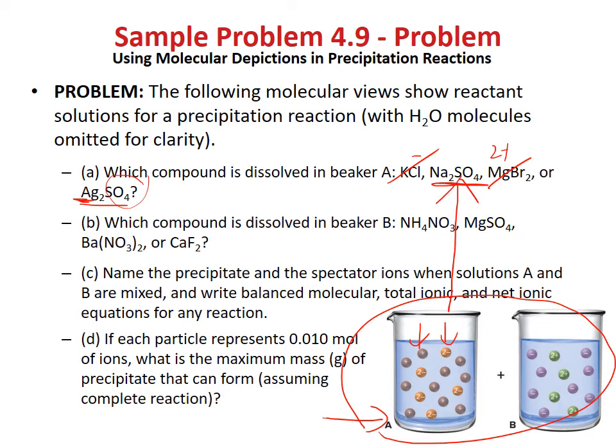Okay, let's look at B. Which compound is dissolved in beaker B? Now this time the cation is 2 plus, anion is 1 minus. So let's choose cation 2 plus. First one is not right because ammonium is 1 plus, so that's not correct. Now others are all cation 2 plus, but the anion sulfate is 2 minus, so this is not right. Okay, the other two are both right.